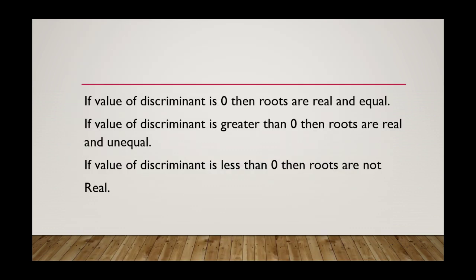If the value of the discriminant, that is delta, is 0, then the roots are real and equal. If the value of the discriminant, that is delta, meaning b square minus 4ac, is greater than 0, meaning a positive number, then the roots are real and unequal. If the value of the discriminant is less than 0, then the roots are not real.